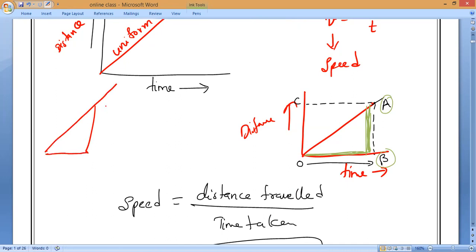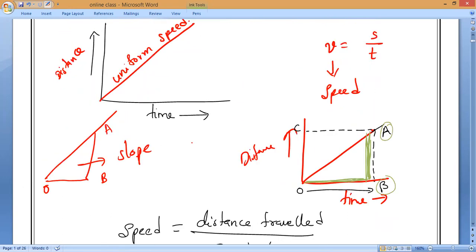So this is the slope. This is AB and this is OB. So this is what I am doing, the slope. So slope will give you what? Speed. So this is the first graph. Any doubt, ask me. First draw. Very, very important. Understand, ready? Yes, sir.